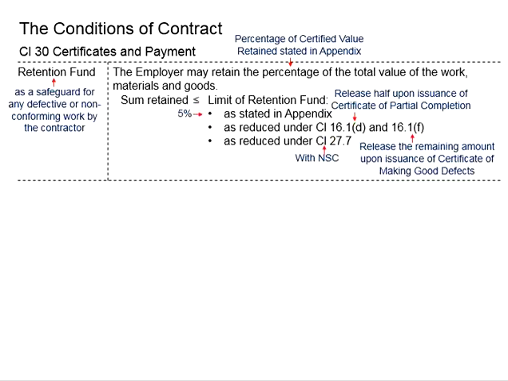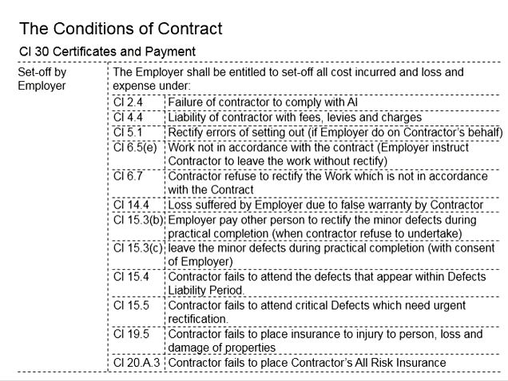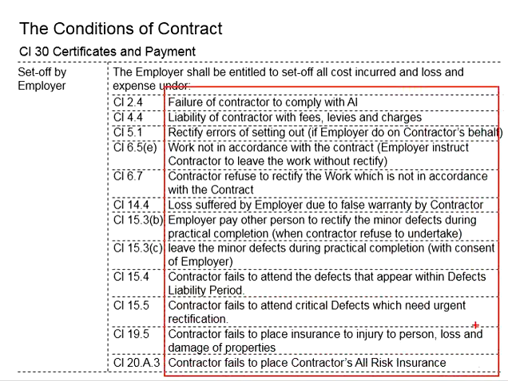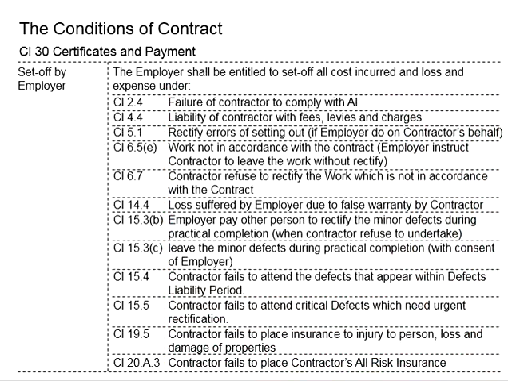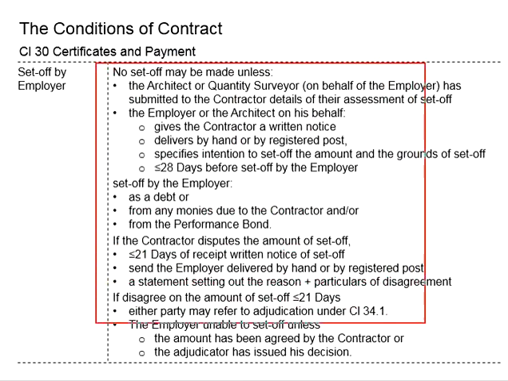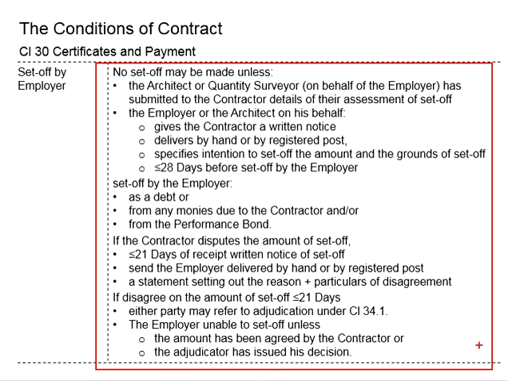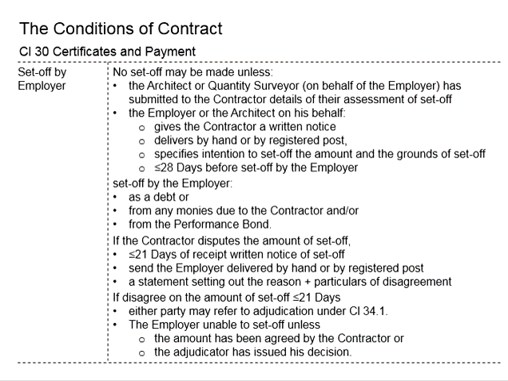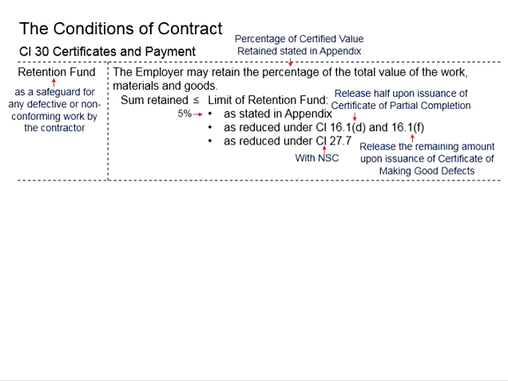Now let us proceed with our discussions of clause 30 related to the certificates and the payment. Previously we discussed the set off by the employer. There are a series of circumstances where the employer is entitled to set off the cost from the contractor. There are also rules for the employer to follow in order to set off the amount from the contractor. In these videos, we're going to proceed our discussions with the retention fund.